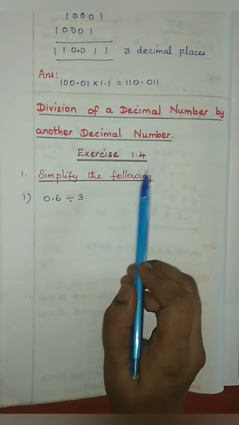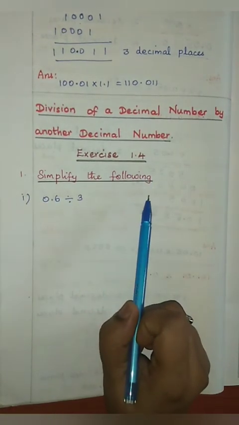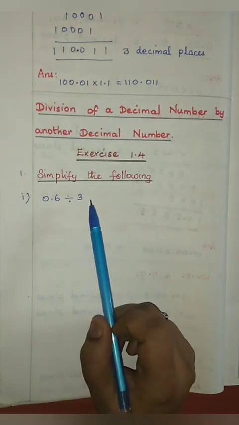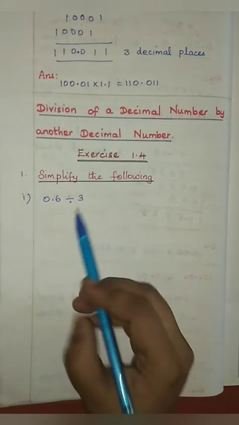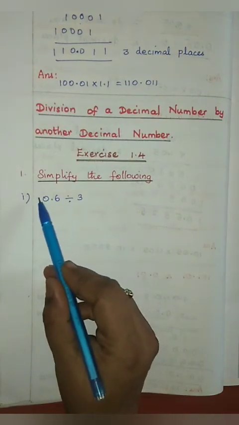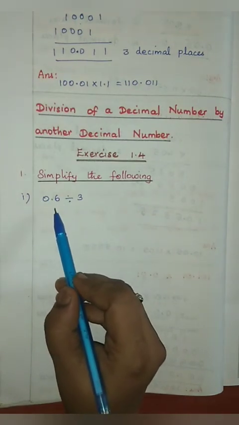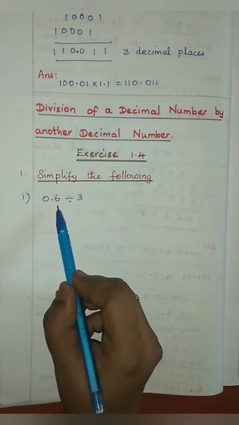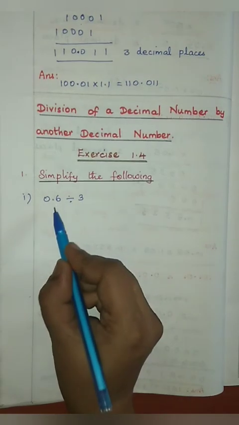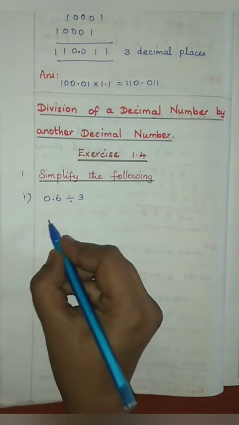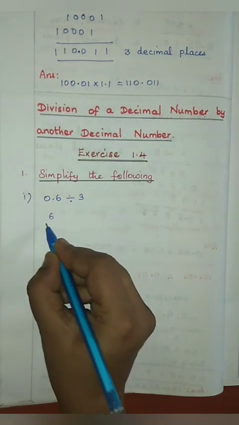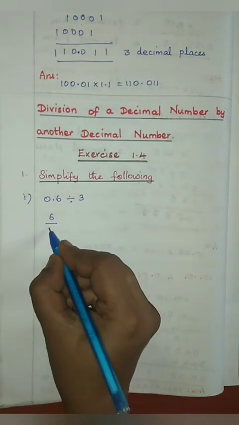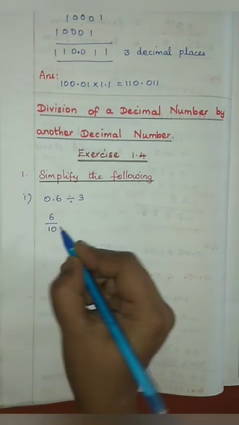Exercise 1.4. First problem, simplify the following. Let us see how to divide a decimal number by a whole number. First, represent the decimal number in form of a fraction. So, how to represent 0.6 as a fraction? Write the number without the decimal point. Since it has one decimal place, write 10 in the denominator place.